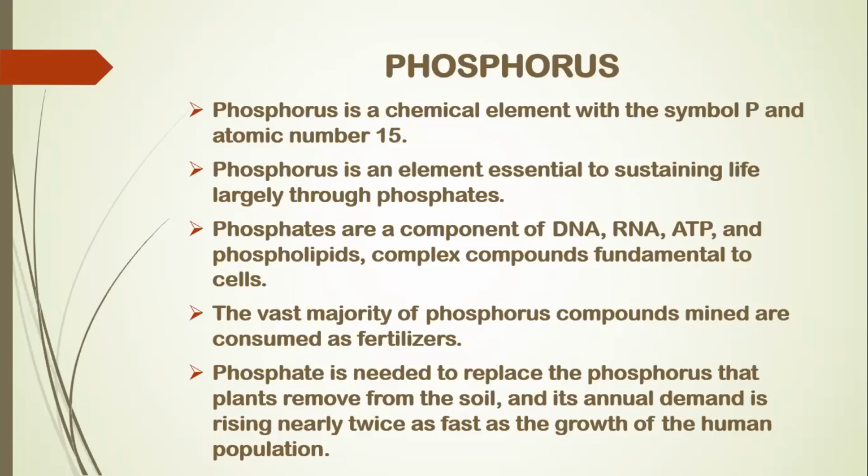The vast majority of phosphorus compounds mined are consumed as fertilizers. Phosphate is needed to replace the phosphorus that plants remove from the soil, and its annual demand is rising nearly twice as fast as the growth of the human population. This is a very critical point. It's important to the field of agriculture, obviously, and I'm going to repeat it. The annual demand for phosphorus is rising nearly twice as fast as the growth of the human population.